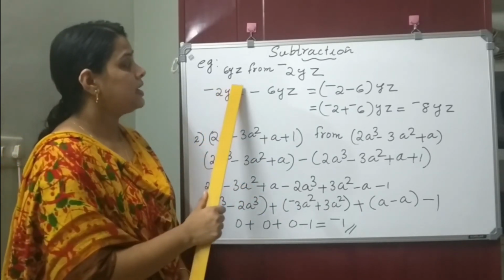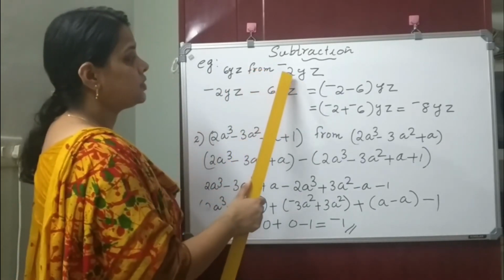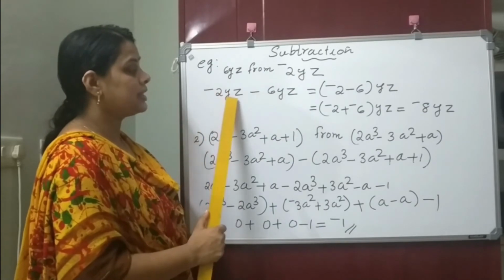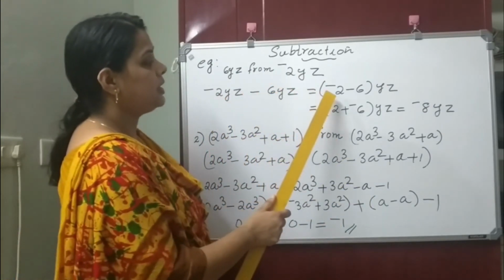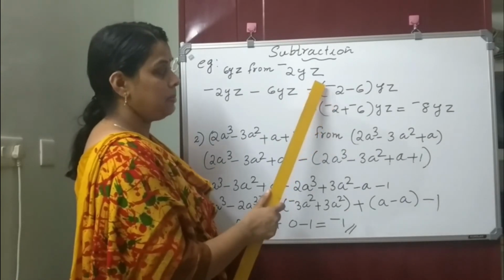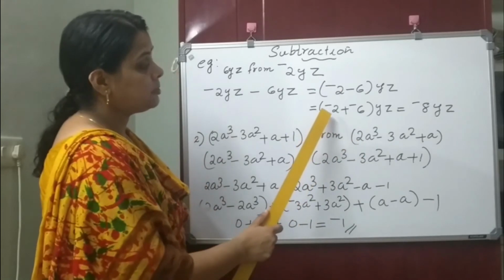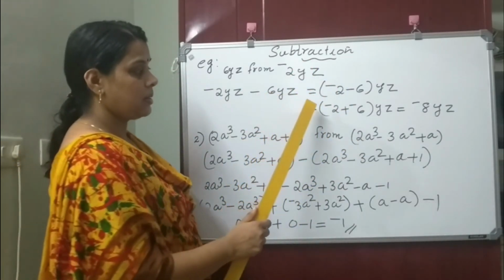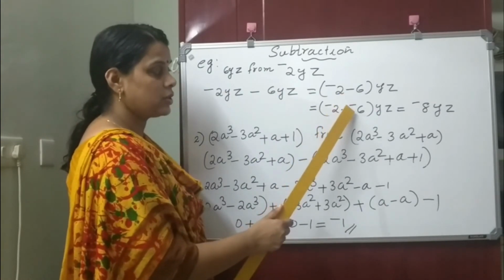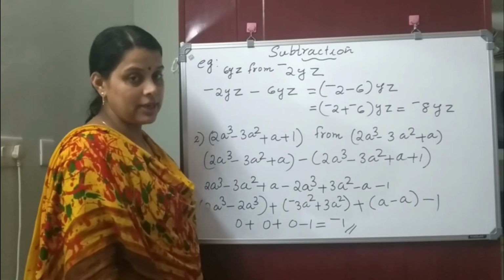Example, 6yz from minus 2yz. So from minus 2yz means minus 2yz minus 6yz, right? So we can write only the numerical coefficients together. Minus 2 minus 6 yz. What is minus 2 minus 6? We know subtraction of integers. Minus 2 plus the additive inverse of 6, which is minus 6. That is minus 8yz.